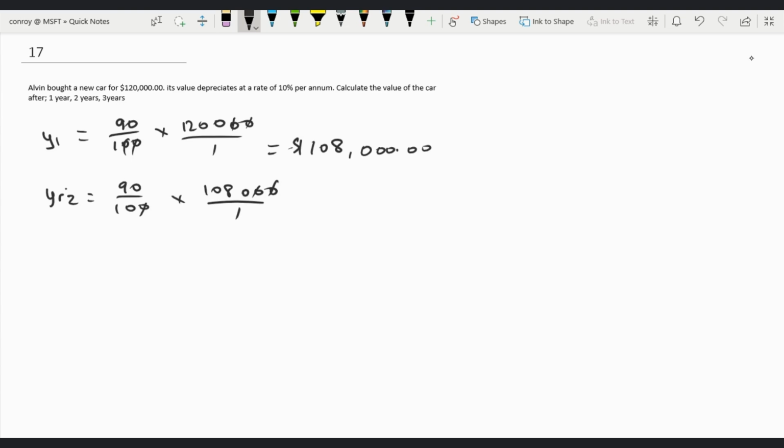We see we're able to just cancel our zeros in our numerator. All right, year 3 now, and we're able to show the depreciated value after each of the years.